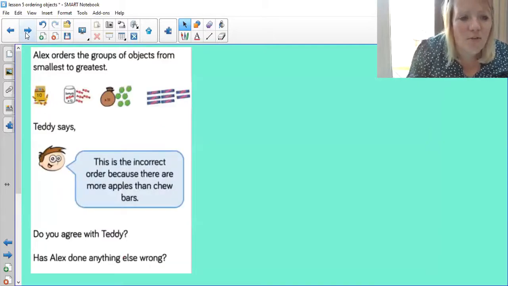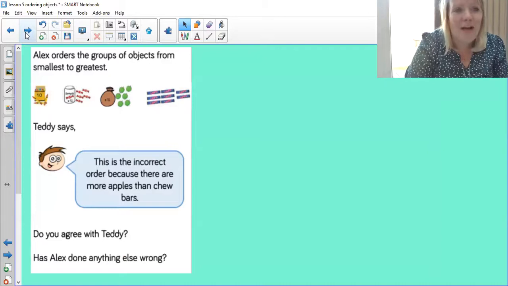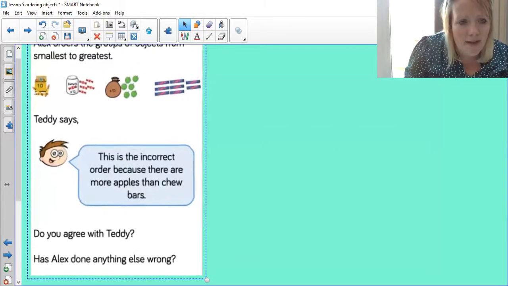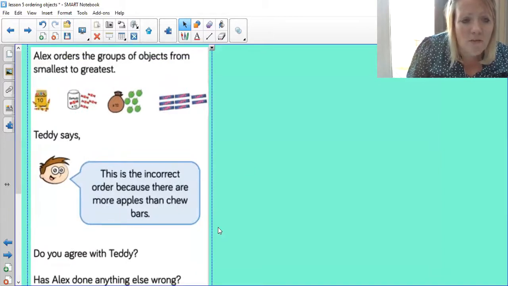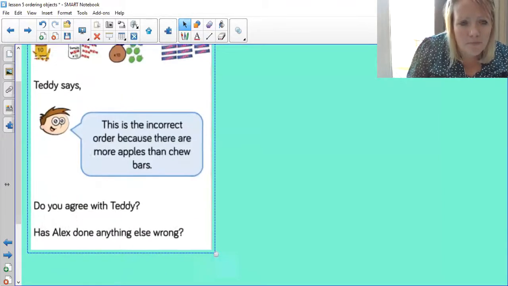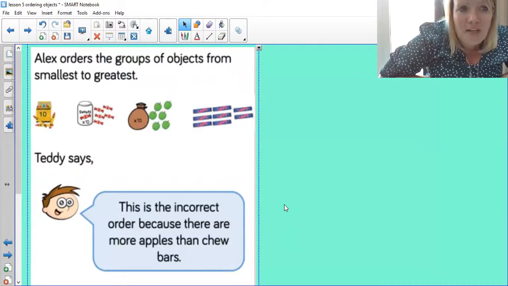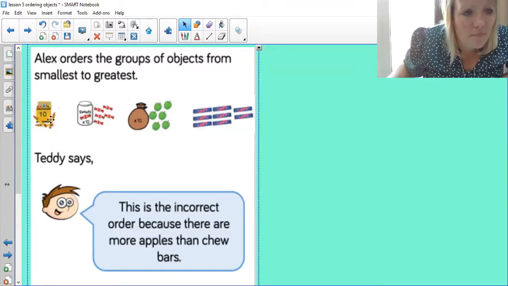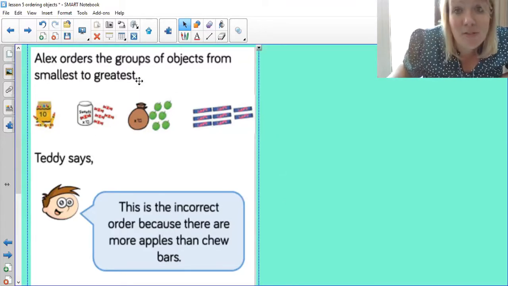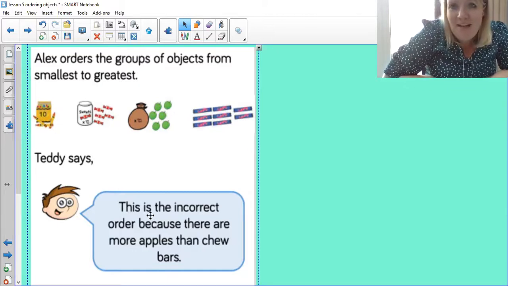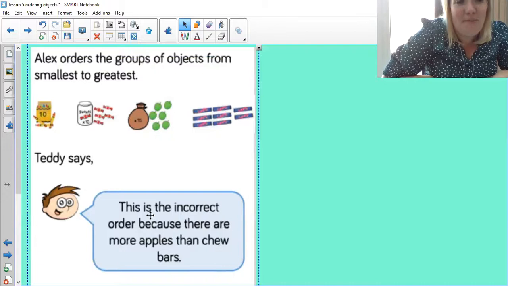Brilliant. One more task for you to do. You can pause me after we've read this and you can have a go. Alex orders the groups of objects from smallest to greatest. I hope you can see the objects carefully. We'll just make them a bit bigger. But Teddy says this is incorrect because there are more apples than chew bars. Pause me. Have a think, have a chat with someone if you need to. Have a think on your own, write an answer if you need to, or just talk to me. But make sure you pause me to have some thinking time.